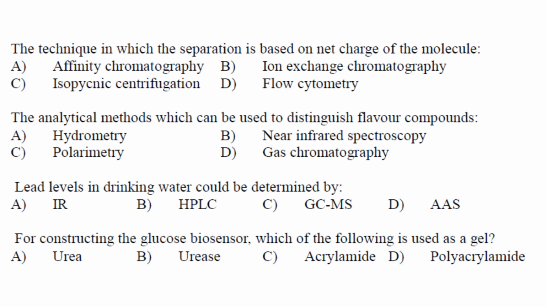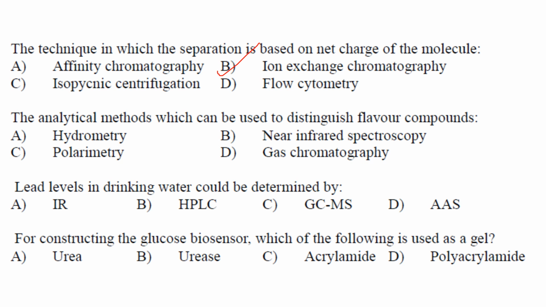Then next one. The technique in which separation is based on net charge of the molecule. So based on net charge. Affinity chromatography is based on specific interaction, antibody-antigen interaction, ligand-receptor interaction. So A is not correct. Ion exchange chromatography, yes, based on cation exchange, anion exchange. So it is based on net charge of the molecule. Isopycnic is based on density, and flow cytometry is on the basis of size, granularity, fluorescence properties, etc. of the cells. So D is also not correct.